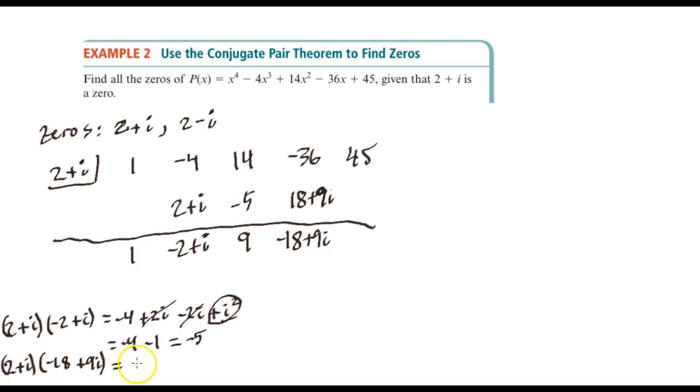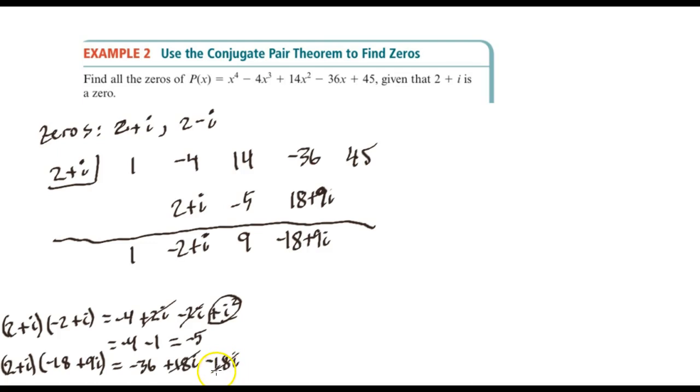And so that gives us negative 36. 2 times 9i is plus 18i. And then we have, where am I? i times negative 18 is negative 18i. Those cancel out, which is good. And then we have i times 9i.